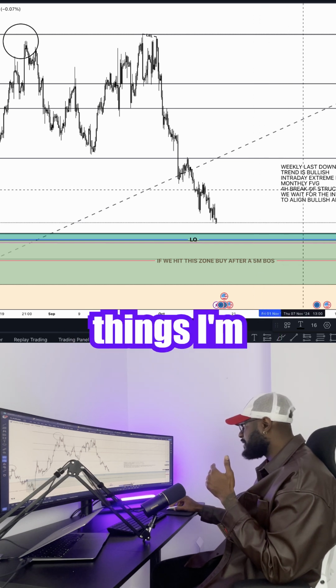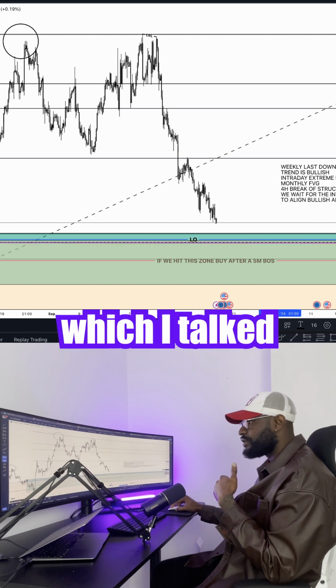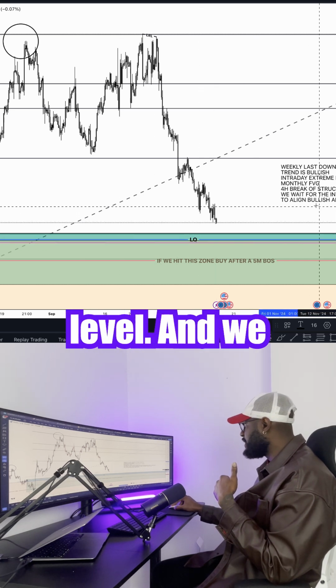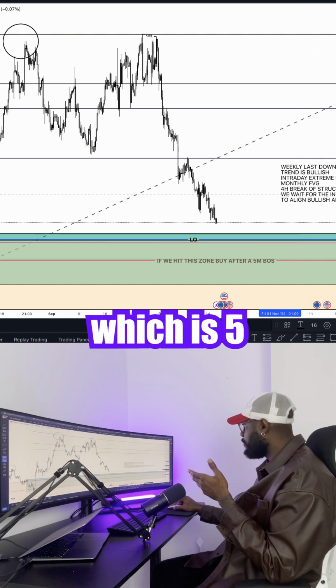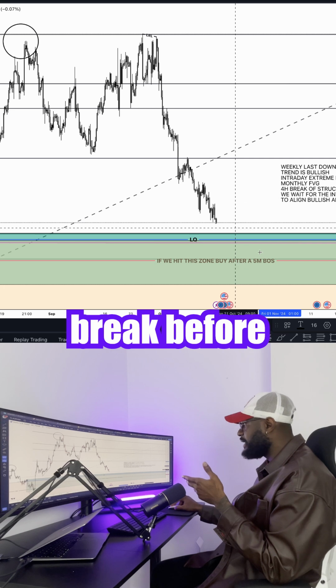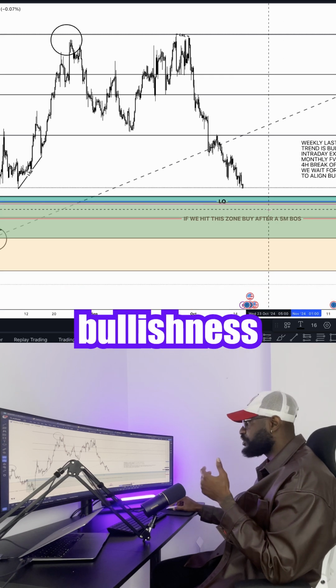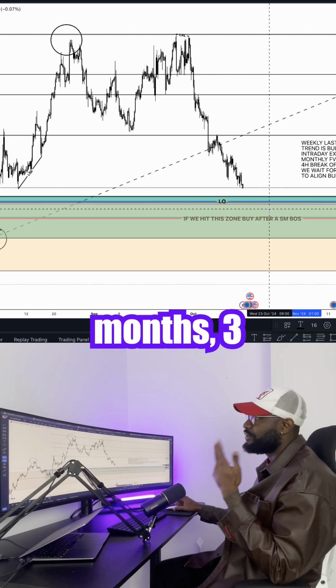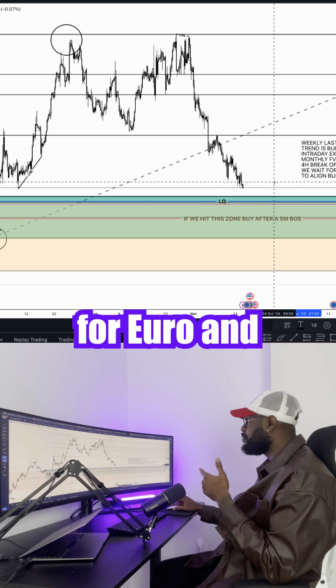And you can see other things I'm watching here for our break of structure. So anticipating for a retest, which I talked about right here. This is the retest key level. And we also have to wait for the intraday time frame, which is 5 minutes or 15 minutes, to break before we now start looking for a buy to align the bullishness from the 12 months, 6 months, 3 months, and other higher time frames. So this is what I'm watching for euro and also for the dollar.